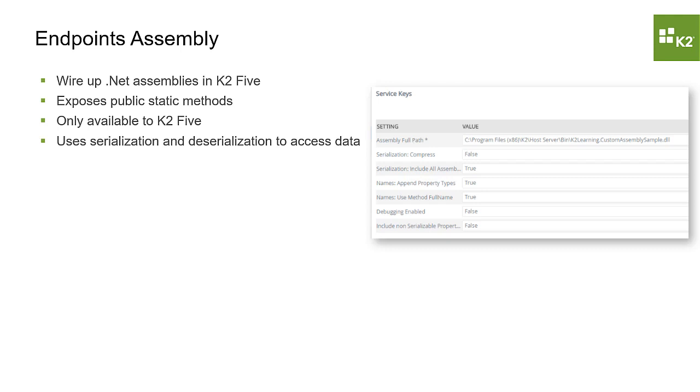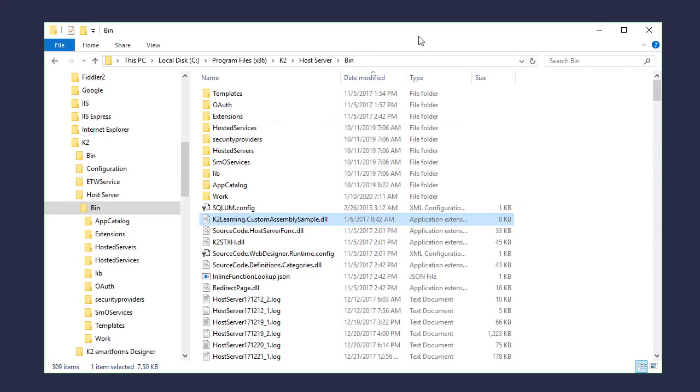In this lesson, we will see how to point K2 to a DLL and create a service instance. From there, we will see how to create a simple smart object with a method from the assembly. I have a DLL ready that provides some string encryption methods just as a simple example.